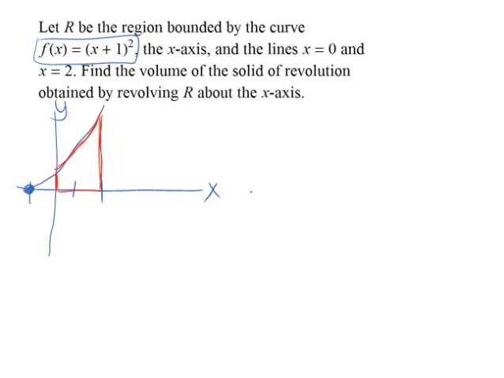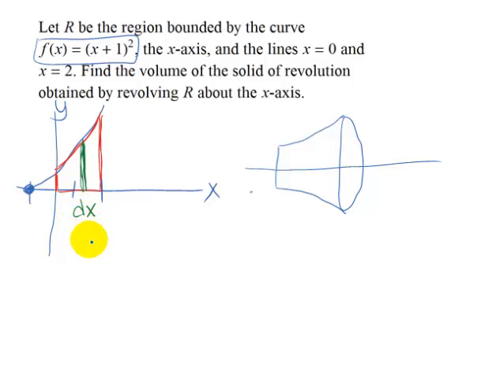Now let's visualize what that would look like if we rotated that around the x-axis. It would look something kind of like a megaphone, something roughly like that. Here we've got the axis through the middle. So what about a representative slice here? It's a little representative slice with thickness dx. If we visualize it here, we can see that it would be a disk of radius r, r being the function value, because this is simply the y value or the function value there.